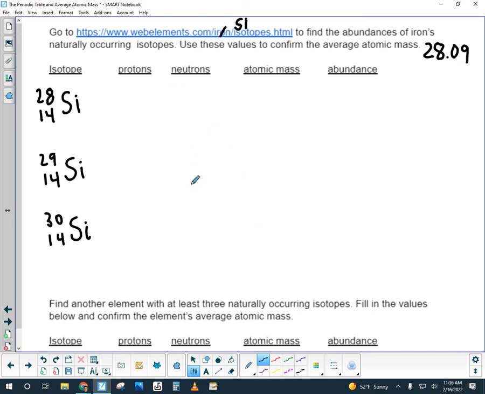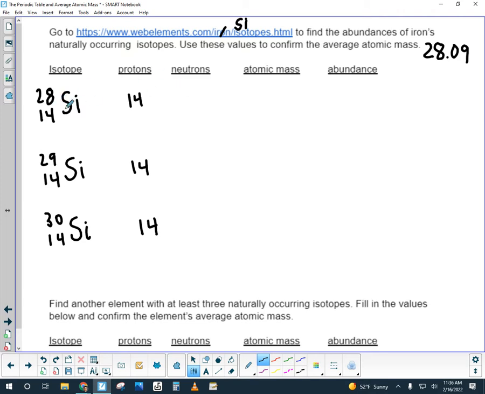All right, so just reviewing what that means, right? Silicon has atomic number 14. Every atom of silicon has 14 protons. And what's changing between the isotopes is the number of neutrons. The mass number is the grand total of protons plus neutrons. So these two columns need to add up to give me the mass number.